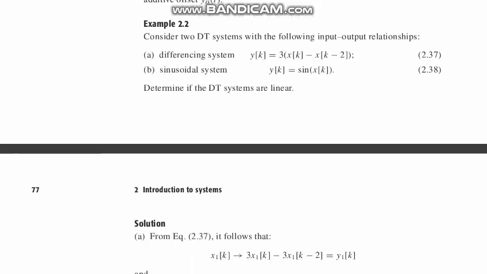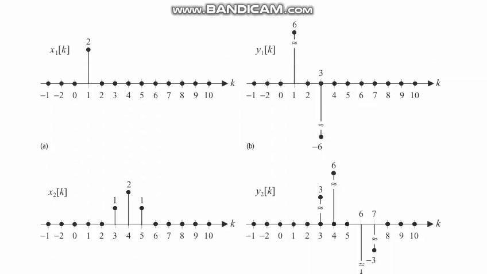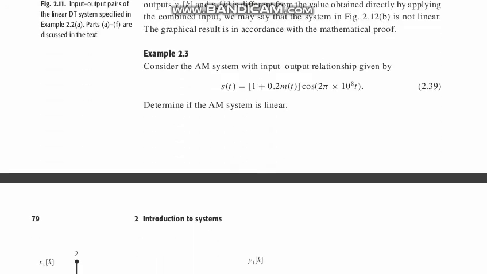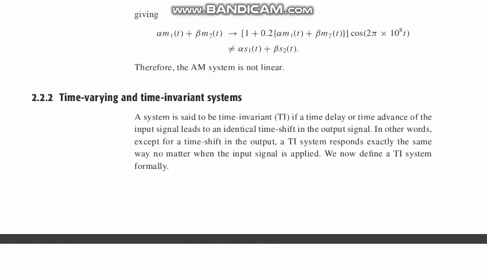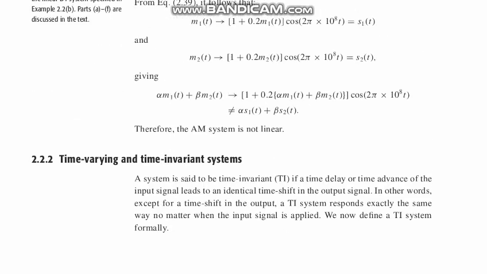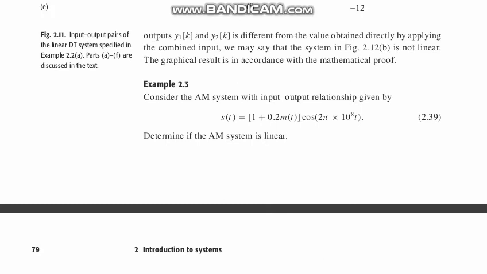Example 2.2 is a discrete-time system, which we will not do. We will discuss another property, the AM relationship, which is not about linear or non-linear systems, and time-varying, time-invariant systems. Coming back to the point, that is example 2.3. Consider the amplitude modulation system with the input-output relationship given by this equation.